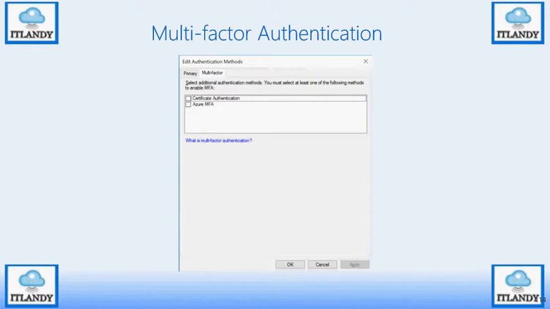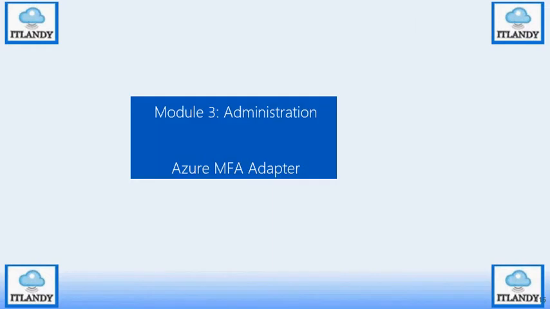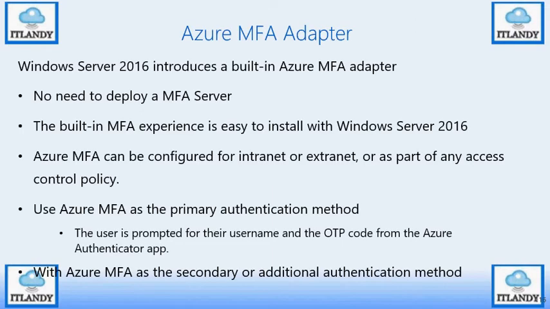Now, we mentioned we need an MFA adapter. So what is the Azure MFA adapter? Windows Server 2016 introduced a built-in Azure MFA adapter. No need to deploy an MFA server. The built-in MFA experience is easy to install with Windows 2016. Azure MFA can be configured for intranet or extranet as part of any access control policy. You can use Azure MFA as the primary authentication method. The user will be prompted for their username and the one-time password (OTP) code from the Azure Authenticator app with Azure MFA as a secondary or additional authentication method.